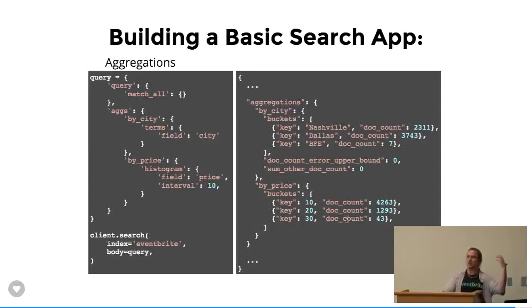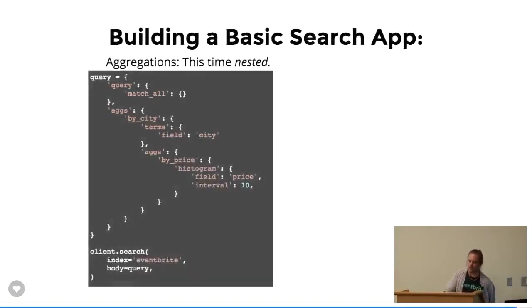A neat thing for us to provide back to our users is not only the histogram of all the events, but a histogram per city. And you can do this with Elasticsearch. Aggregations can be arbitrarily nested. There are performance issues after some point.